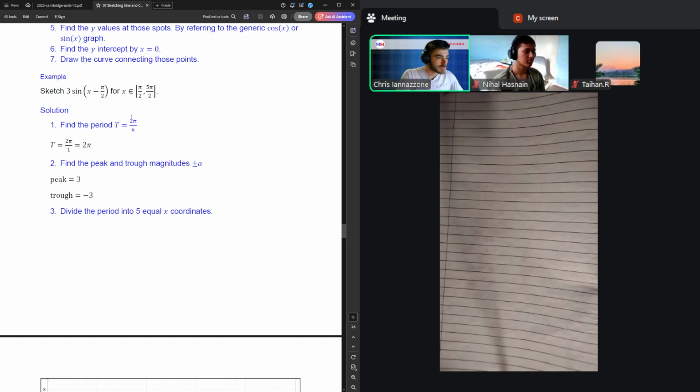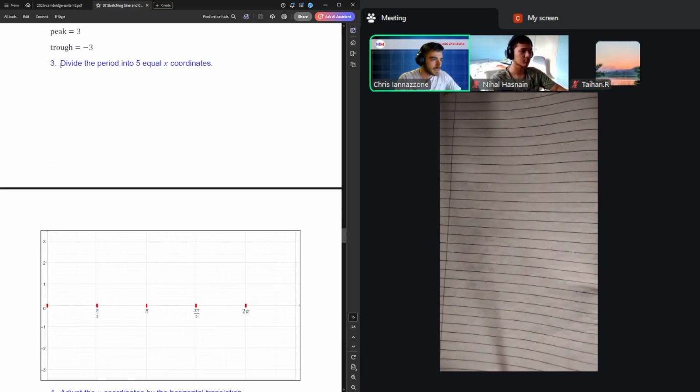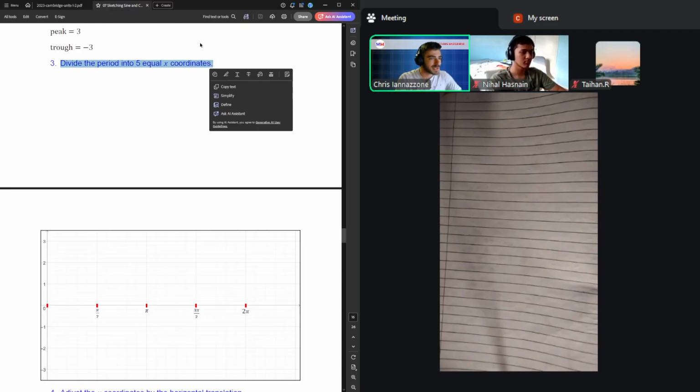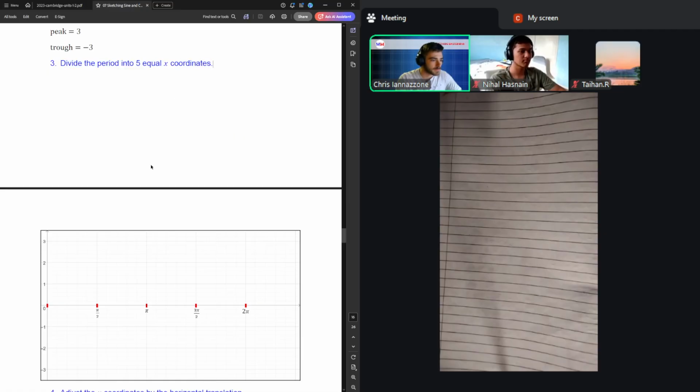Right, so find the period, 2 pi divided by n. n is going to be from here, n is 1, period is 2 pi. Peak and trough are going to come from here, plus minus 3, nice and easy. Here's where you start to have to handle the horizontal translation bit.